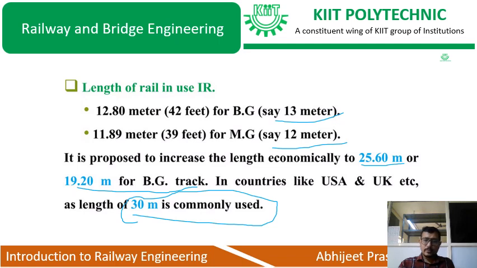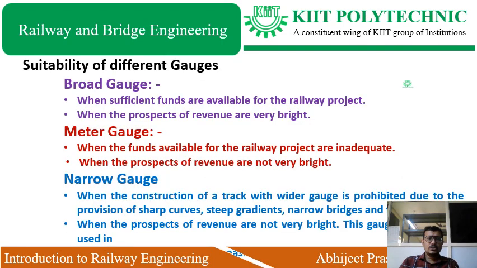We are also planning, or nowadays getting, bigger length rails. So, suitability of different gauges. Why are there different gauges? What is the need? What is the suitability?